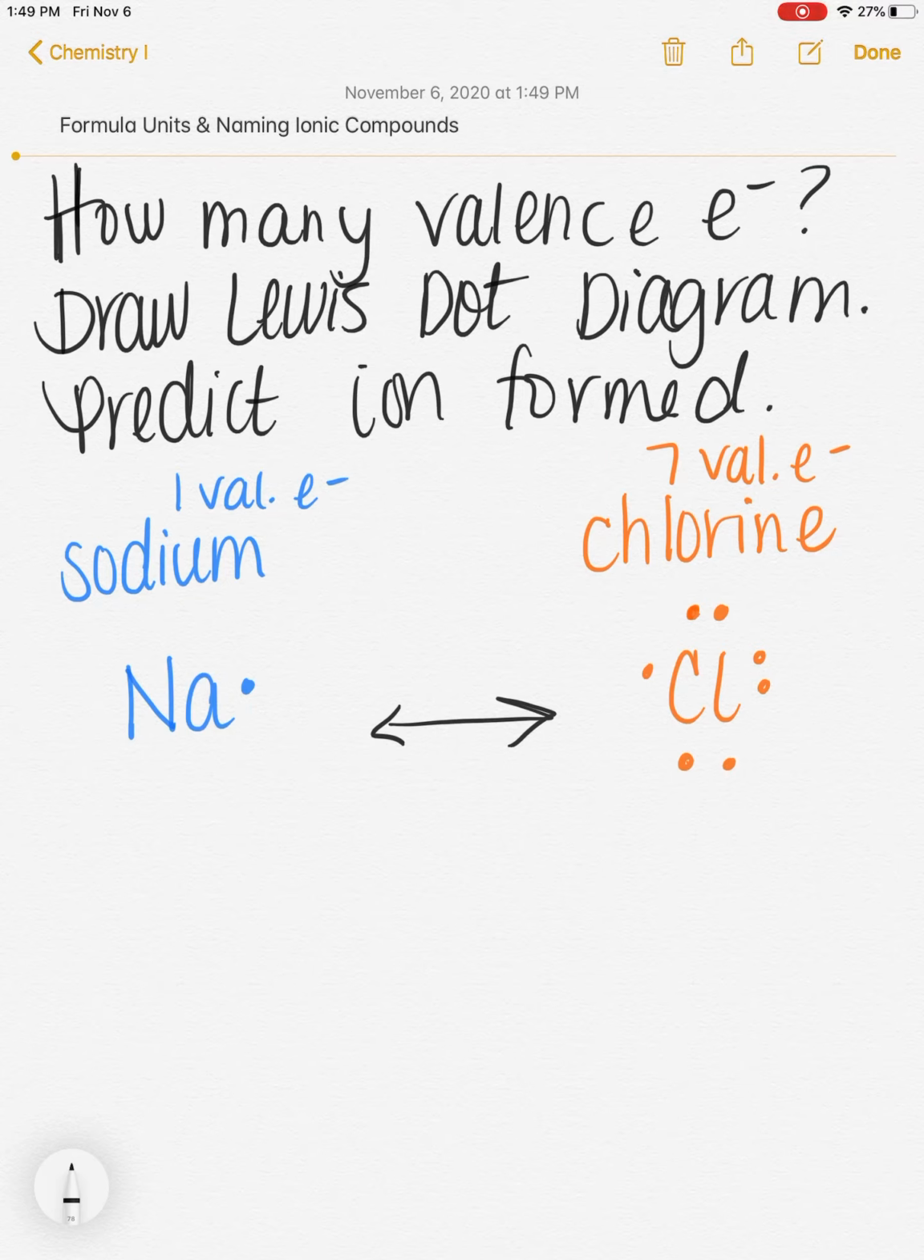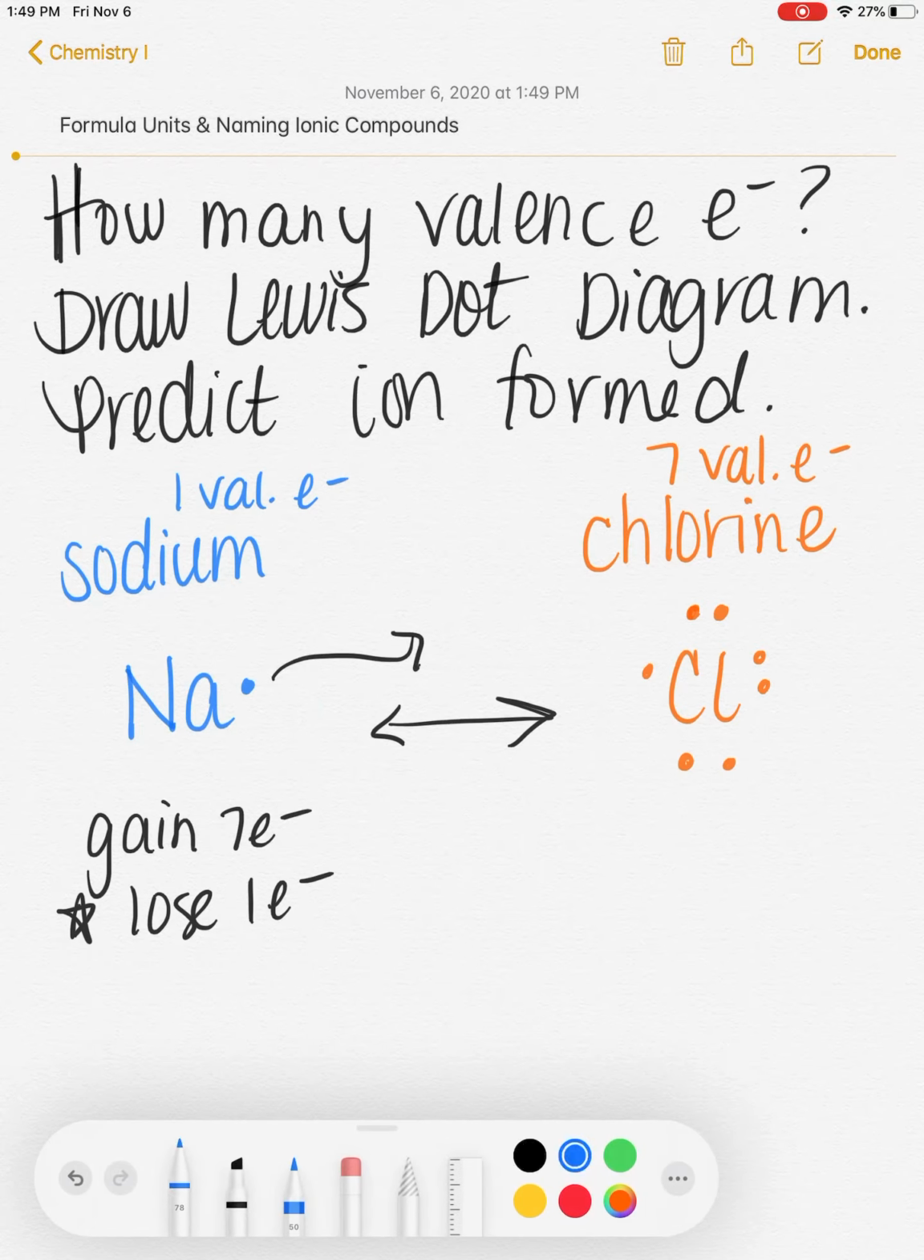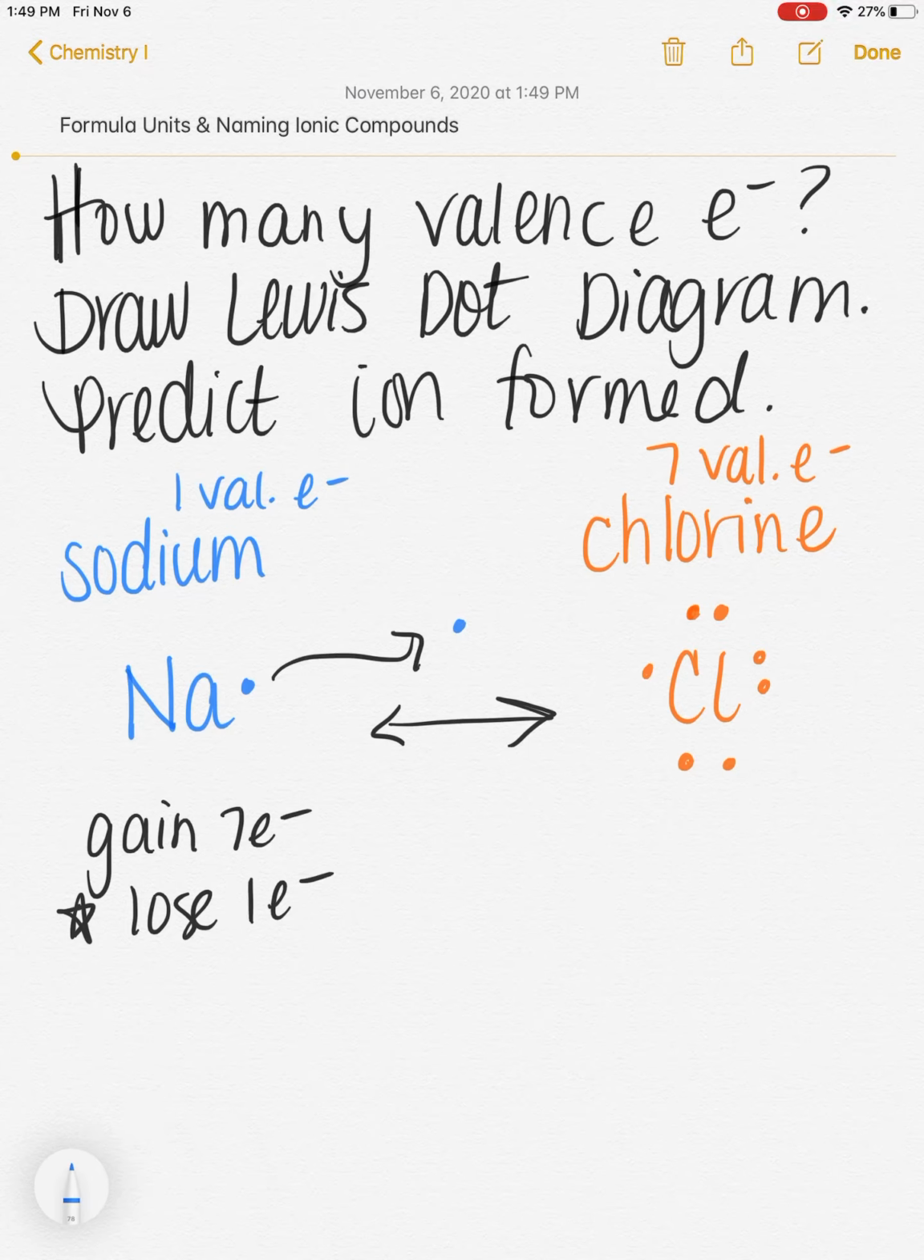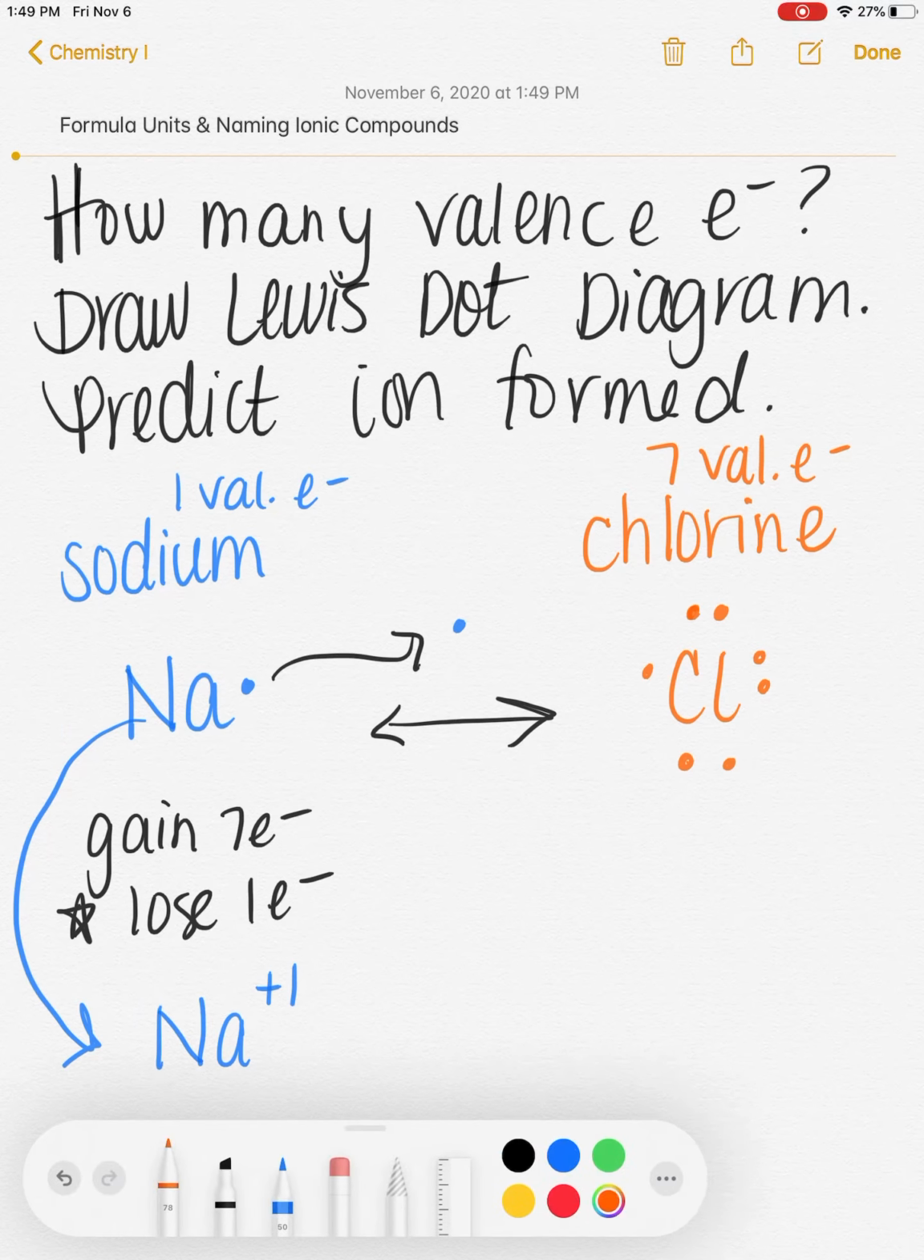Well, if you look at it, sodium, in order to have 8 valence electrons, has two options. It could try to gain 7 electrons or lose the 1 electron that it has. Losing 1 electron is going to be much simpler than gaining 7. So sodium is going to lose its electron, throw it out there to space. So that means that now sodium is Na with no dots and a +1 charge because it has lost an electron.